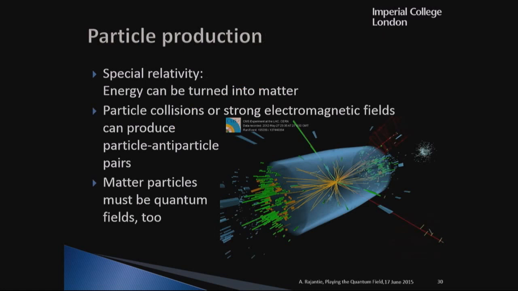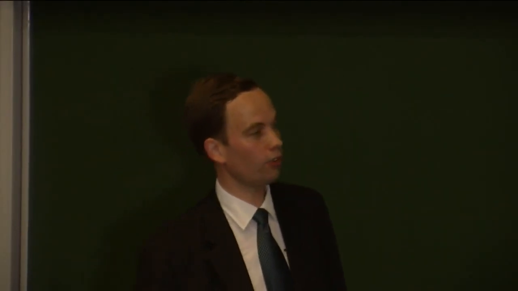The same applies to matter particles. There are processes where you can produce particles from either collisions of other particles or strong electromagnetic fields can produce particles and antiparticles. And therefore, the number of matter particles also can change. And therefore, you also need a quantum field theory description for matter particles. And in the same way as with the electromagnetic field, we therefore introduce this kind of a path integral. We introduce a field which describes the elementary particle, and we have to sum over all possible configurations of that field. And that is basically what the standard model is.